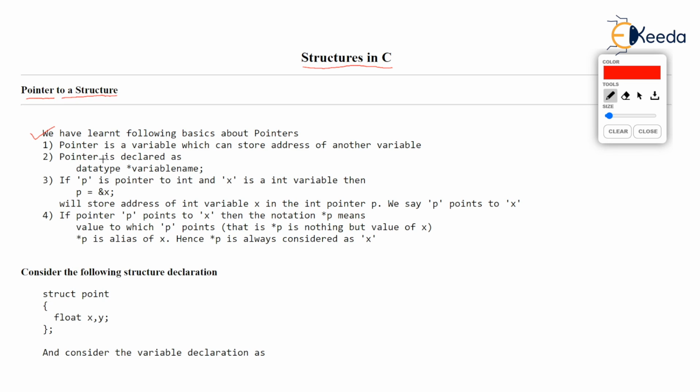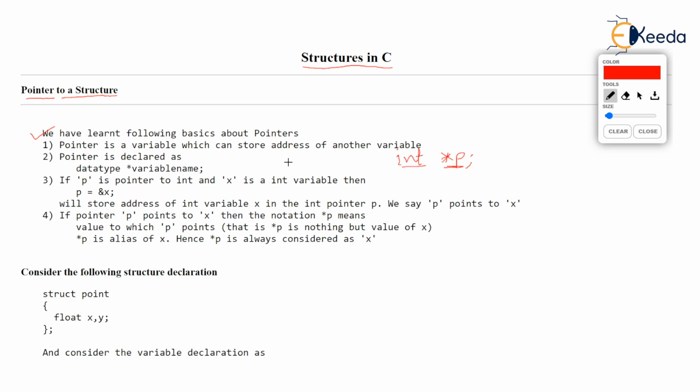Next is how to declare a pointer. Now pointer is always declared by writing data type followed by asterisk followed by name of the variable. For example, we can declare a pointer to an integer like this, int asterisk p. Now this is read as p is a pointer of integer type or p is an int pointer.